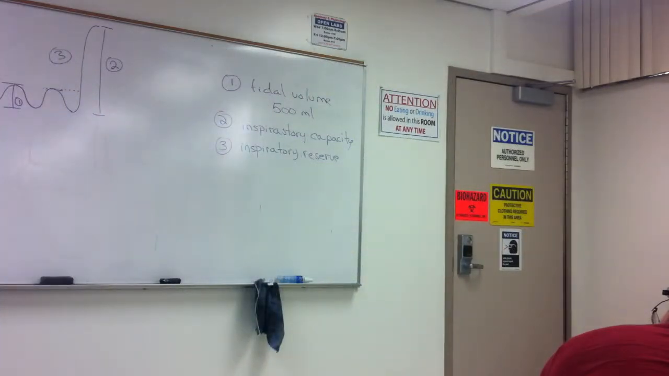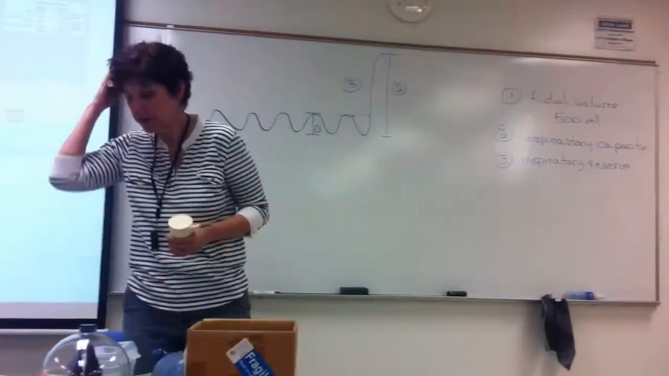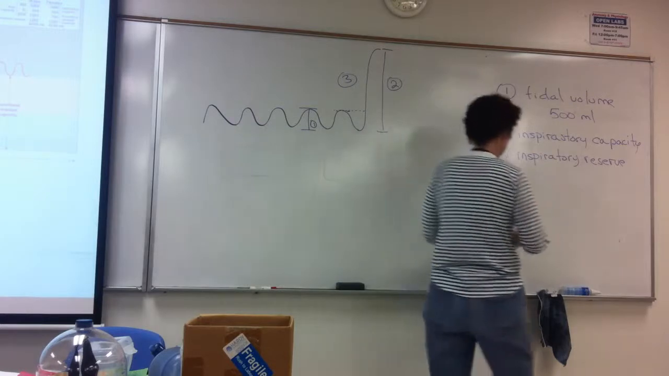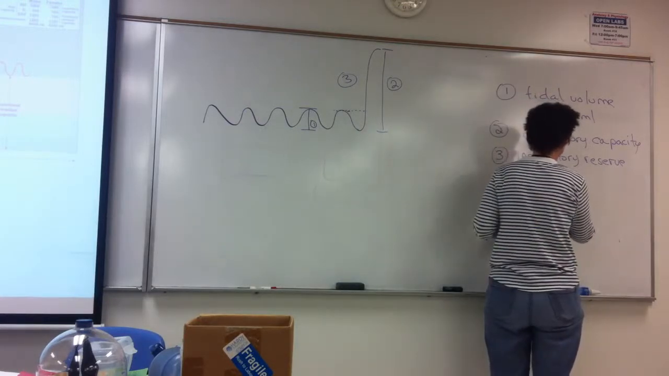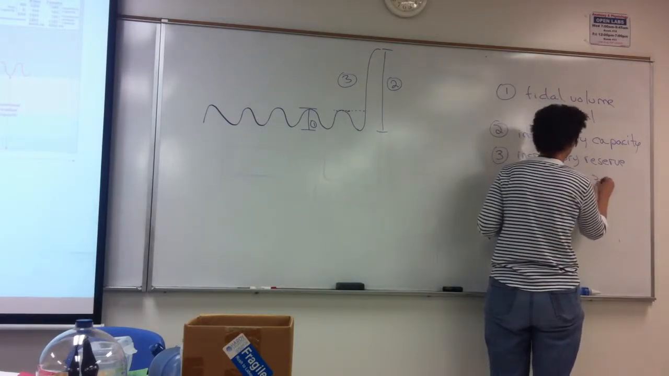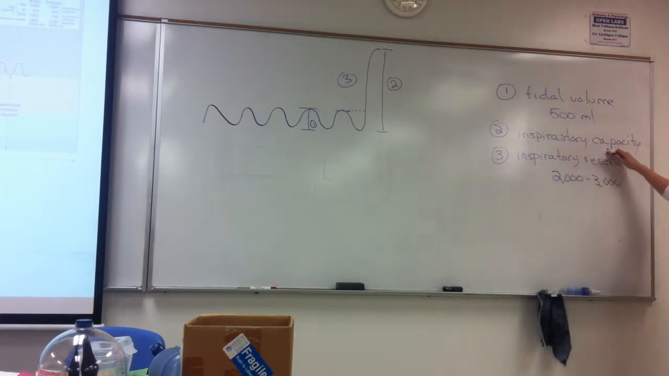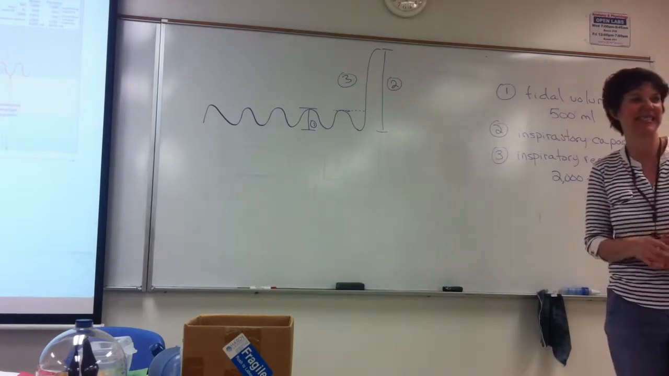And these values are given, these are done by averages. Okay? So inspiratory reserve volume is around 2,000 to 3,000, depending on whether you're male or female. And the capacity would be around 2,500 to 3,500, the addition of the tidal volume to that. This morning when I did it, it was about, I think, 1,500.